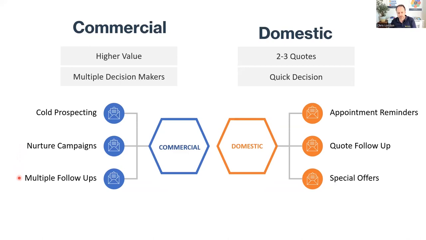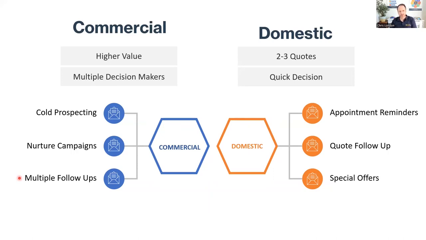And also with commercial, and it's linked with our nurture campaigns, is multiple follow-ups. So when you do a quote, it needs to be followed up lots of times. Now, all of these can be done individually in a single email, but they work best if you write what I always think of as the perfect email. You get the best wording for your email, and then you use that as a template again and again and again, and you automate it so it doesn't get forgotten.